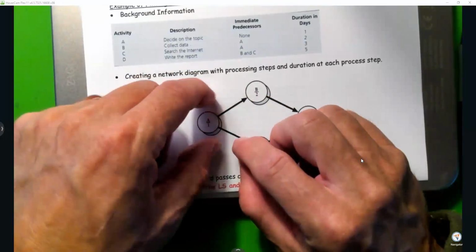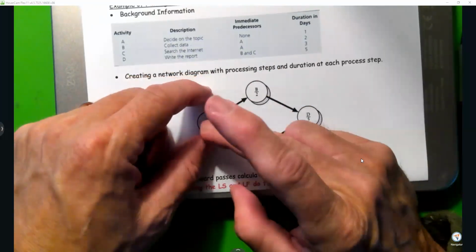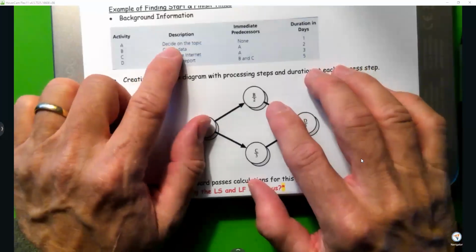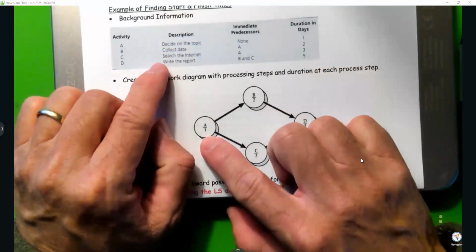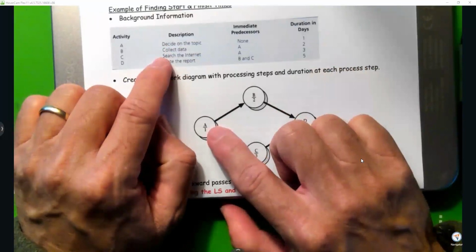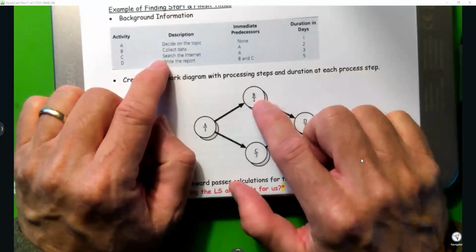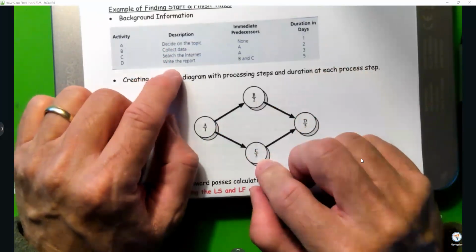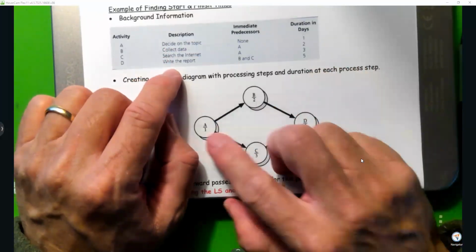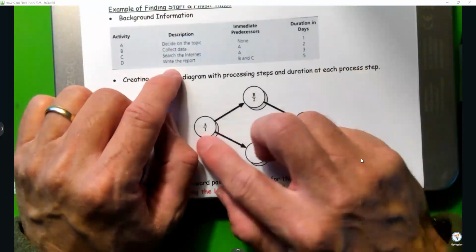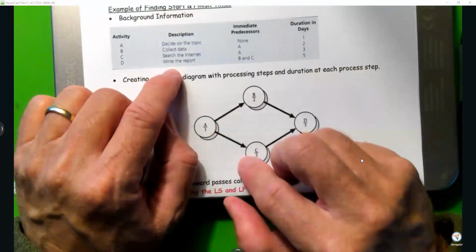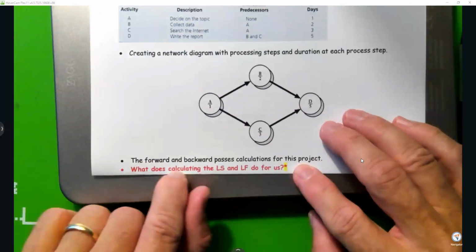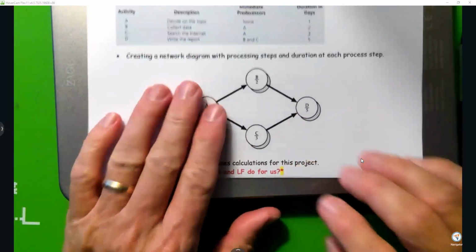And that's why sometimes there's critical paths. You may cut something in half, for example, and send a portion this way and send a portion this way. In this case, they said activity A, decide on the topic, and it says go there to collect data and there to search the internet, which doesn't make a whole lot of sense to me. So I don't really like this approach. And then you write the report, because you really are not necessarily doing both of those at the same time, or you could do them at the same time, just because it's just you doing it. So anyway, I'm going to go ahead and get started.